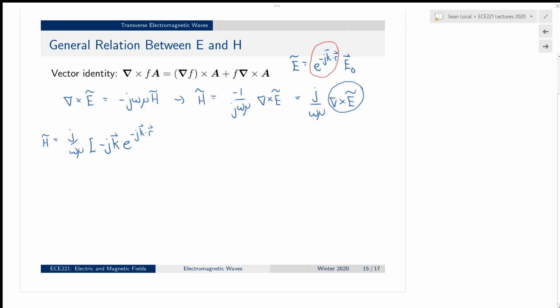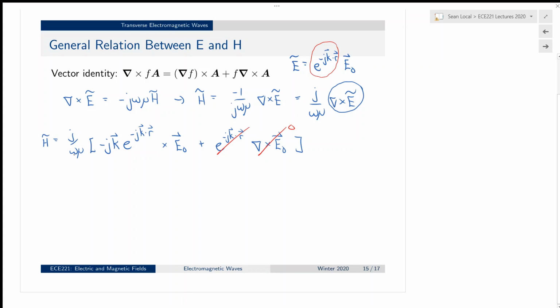Then we are going to cross this with our vector E naught. And then for the second term, we're going to take our e to the minus j k dot r term here and multiply it with the curl of E naught. Now again, just like in the previous slide, E naught is a constant. So curl is just a very fancy spatial derivative, and anytime I take the derivative of a constant, that's 0. So this term is 0, and that means we can basically ignore this entire second term.